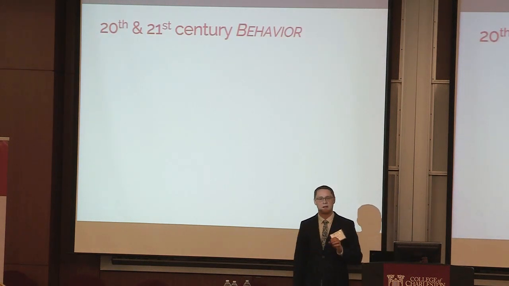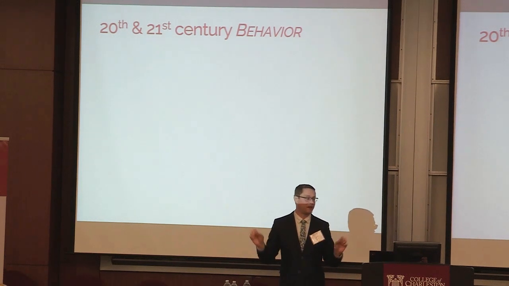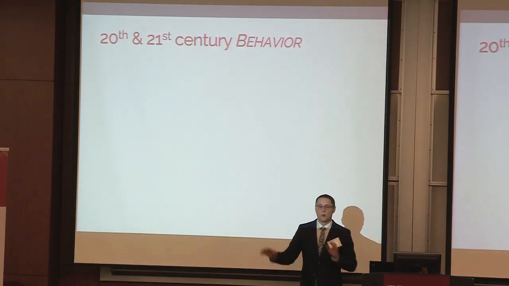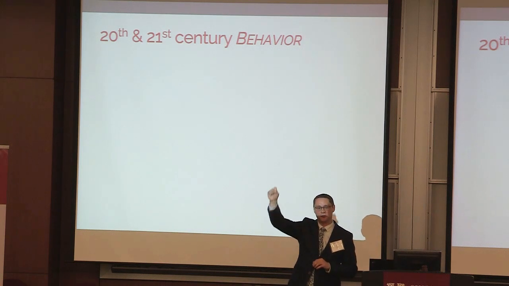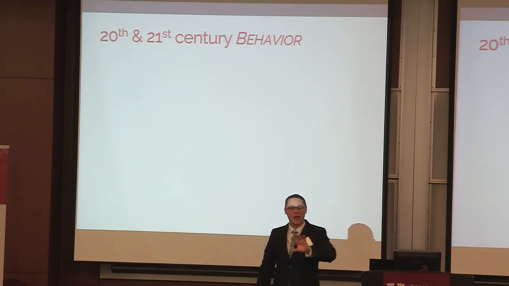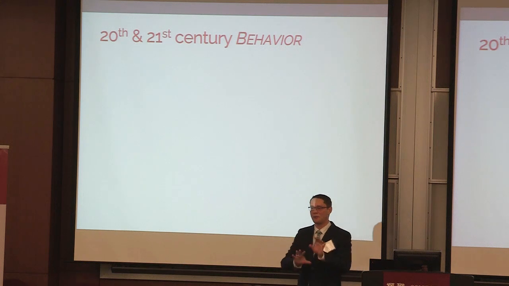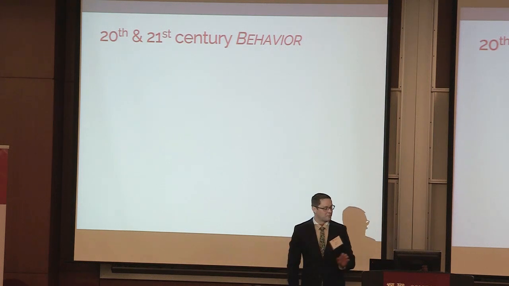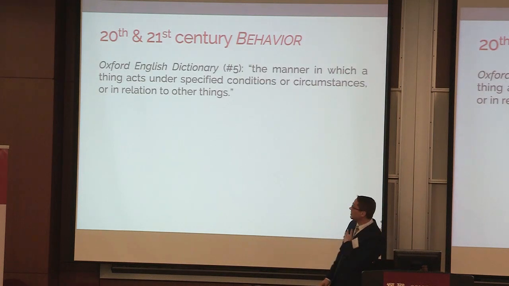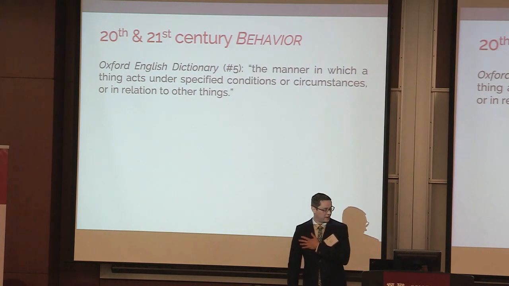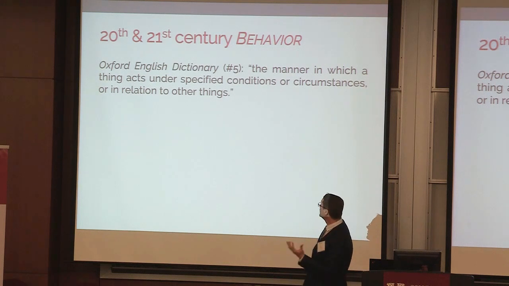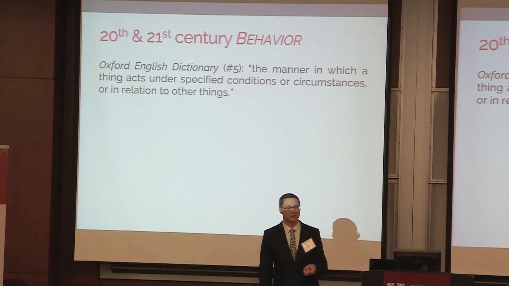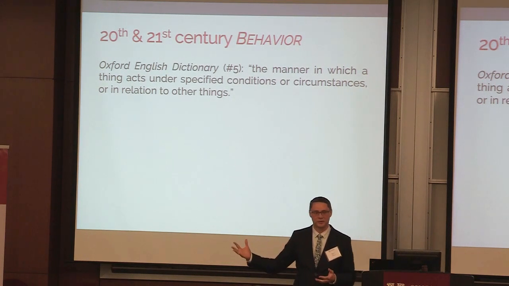Behavior in the 20th and 21st century applies to a lot of things. If you look at a pond, you can say that the water behaves in a certain way. If you drop a stone in it, the waves will have particular motion. The water will react with each other. We can say the waves are behaving. And that's definition number 5 in the Oxford English Dictionary: the manner in which a thing interacts under specified conditions or circumstances or in relation to other things.